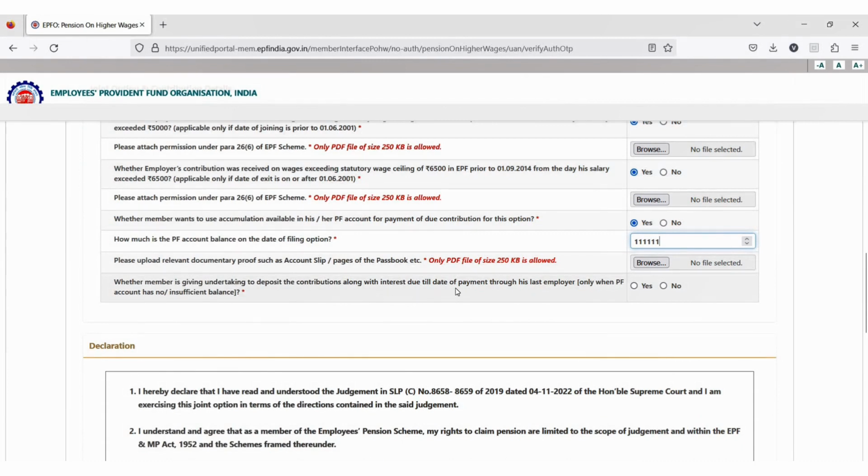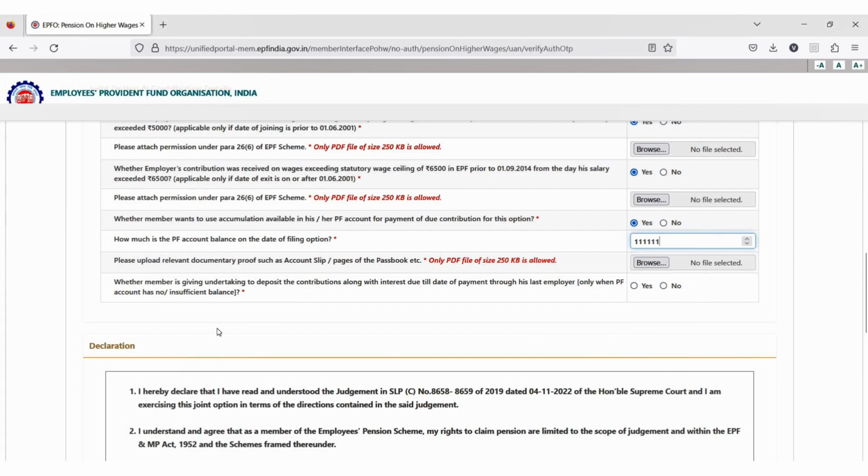The fourth and last question is whether the member is giving the undertaking to deposit the contributions along with interest due till the date of payment through his last employer. This is applicable if your PF account has insufficient balance due to the earlier withdrawals or already settled.